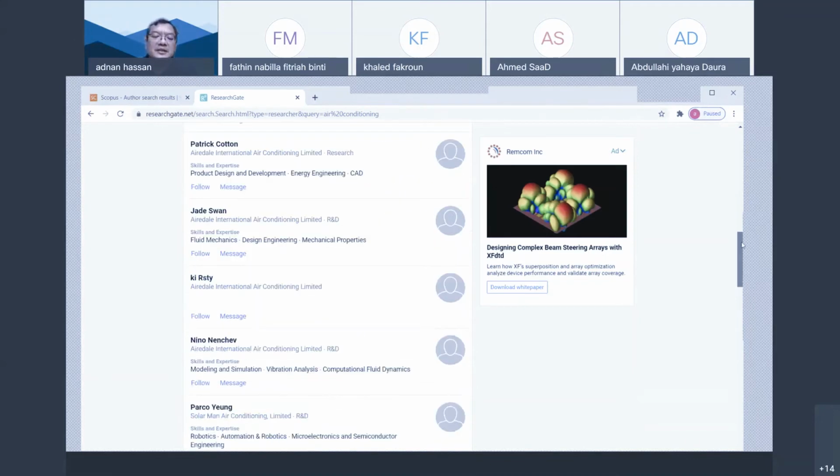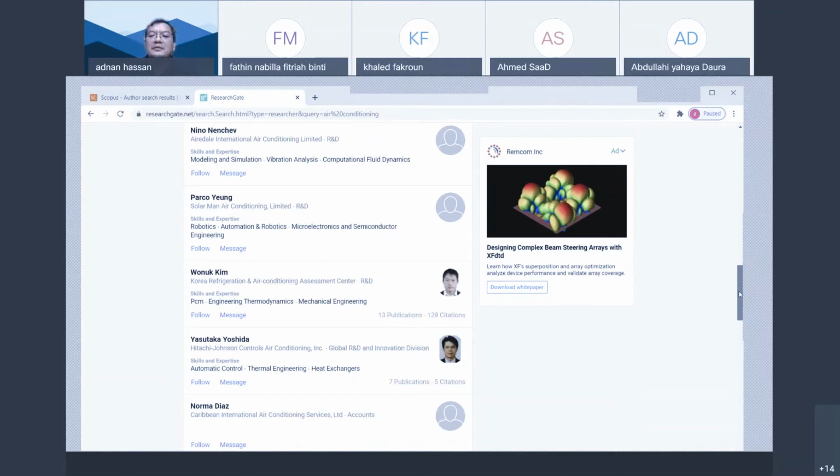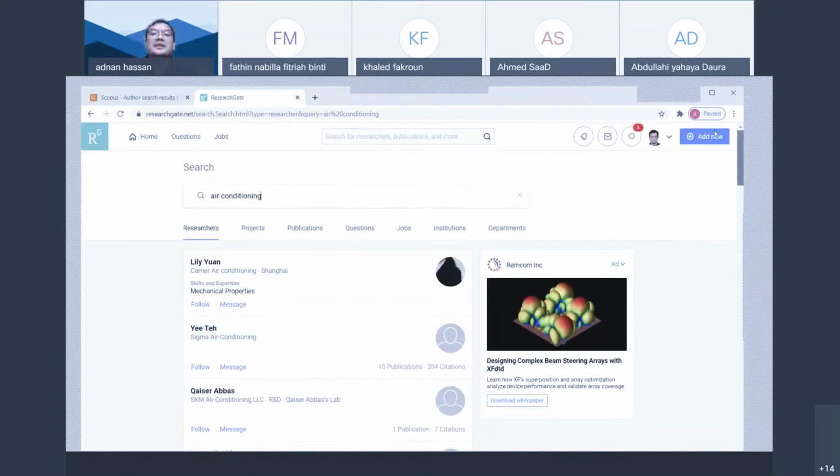So when you are doing research, you are actually creating your network. You get friends from this. ResearchGate is free, no need to pay unless you want the premium features. But normally, for normal use, you don't need to pay.